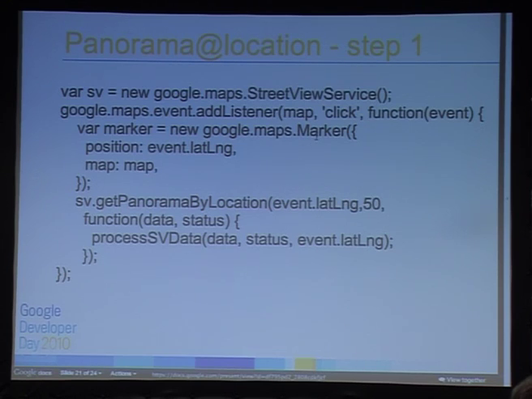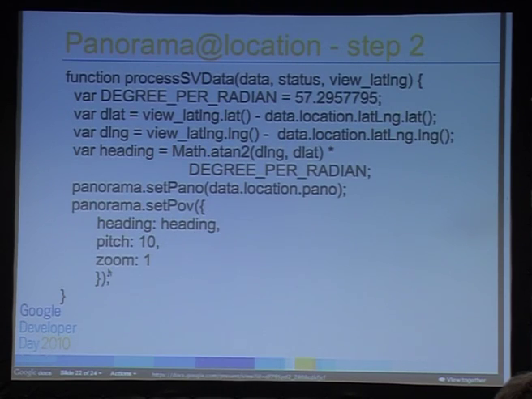So this is how you will do it. You will create a new Street View service, and you will get the panorama by location. And you will get the data and the status. If the status says that the Street View panorama is not available, you can react to it and show some other picture. We will discuss that later too. The second step is that you can process the data, and because the calculation is expected in degrees, you will calculate the angle and set the particular point of view with the particular heading, pitch, and zoom. But let's take a look at the examples themselves.